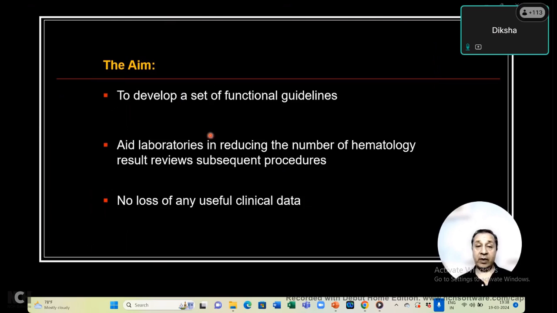So the aim was to set specific functional guidelines, and this in turn should be actually aiding the laboratories to reduce the number of hematology result reviews. At the same time, they wanted to ensure that there is no significant loss of useful clinical data and there's no harm done to the patient.